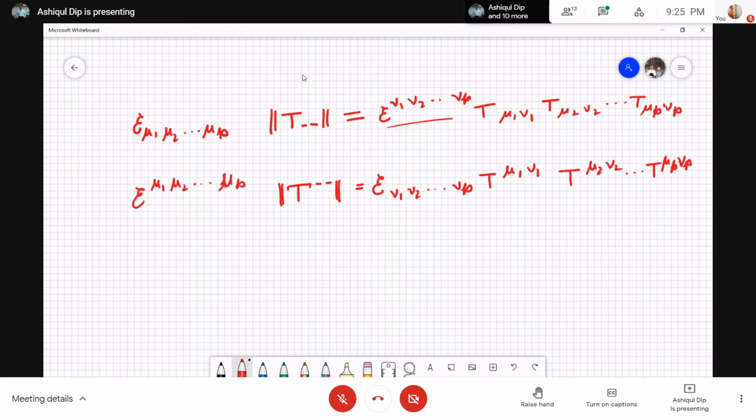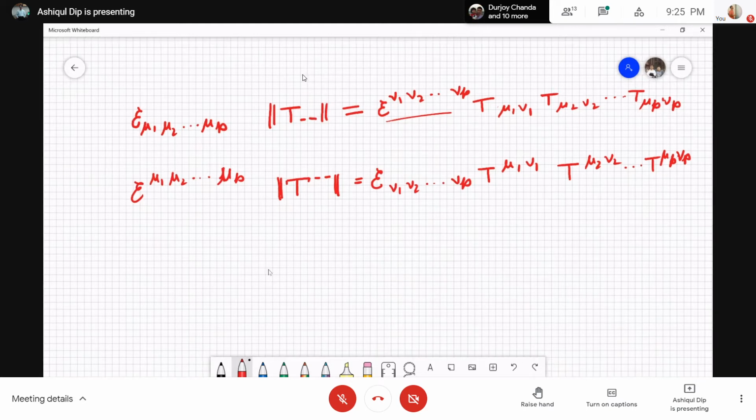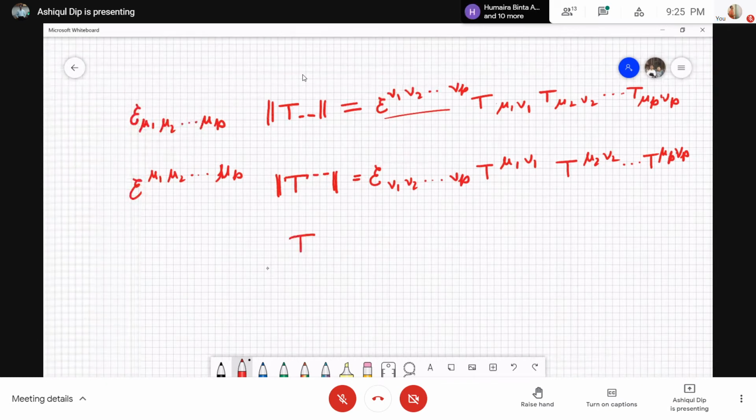Is that clear to everyone? What about t with one upper index and one lower index, like this? Then we will change the permutation symbol likewise.